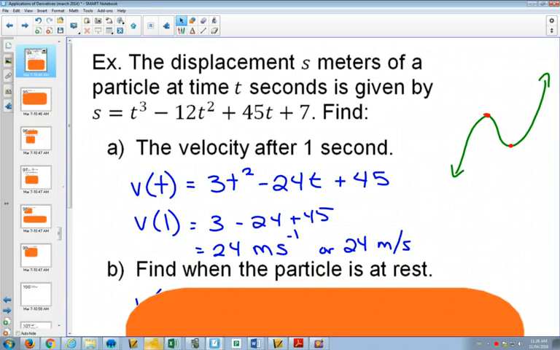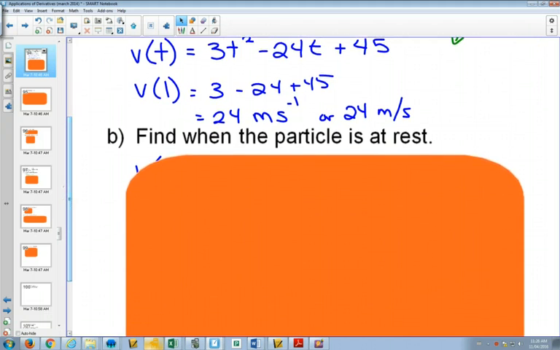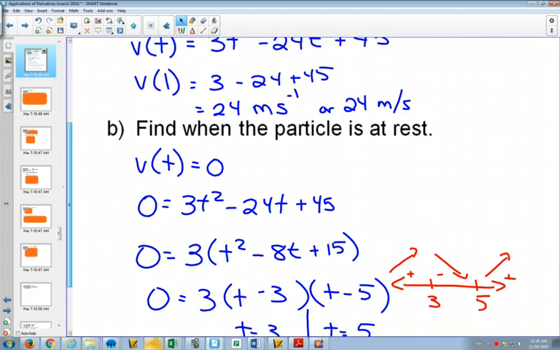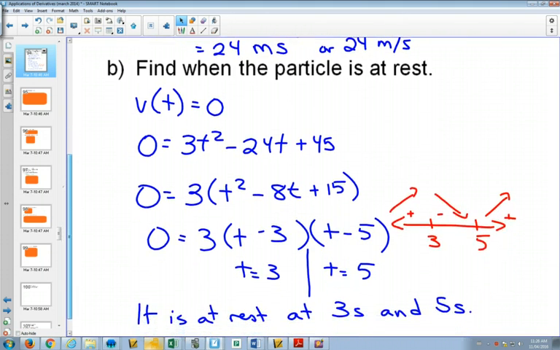So when a particle is at rest, it's not moving. The only way something cannot be moving is if its velocity is equal to 0. So if we set our velocity, which is our derivative, equal to 0, and solve by factoring, taking out a common factor of 3 to make the factoring easier, then you're going to find that at 3 seconds and at 5 seconds, this object is at rest.